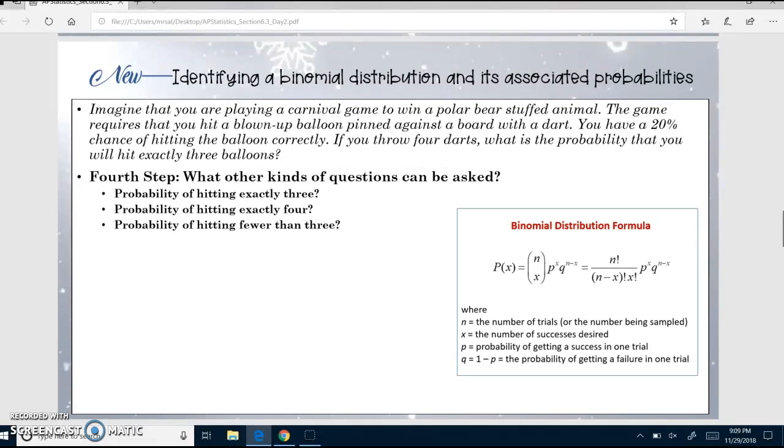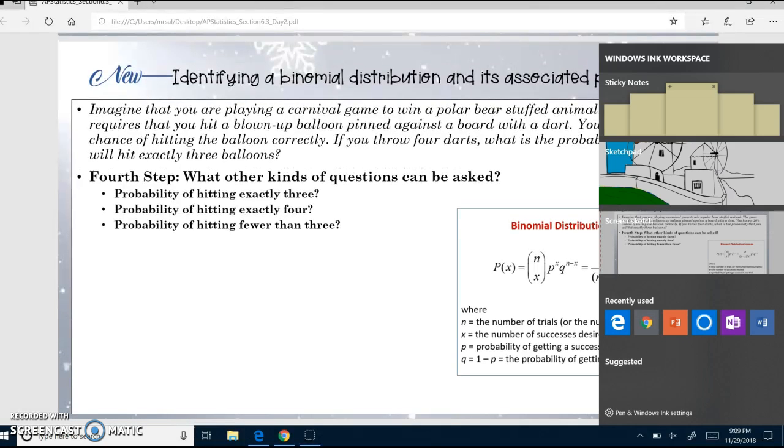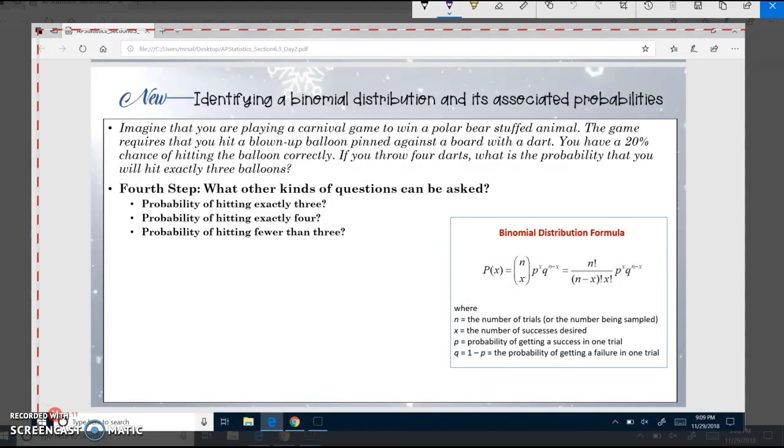Now we want to be able to answer a couple of different questions when it comes to binomial probability distributions, because we can be asked about very specific events, or we can be asked about some events in combination with one another. So all of the work that we just did answered the question of the probability of hitting exactly 3 balloons. So that was probability of 3 successes, which we found to be 0.0256. But let's then answer this question so we get a little bit more practice.